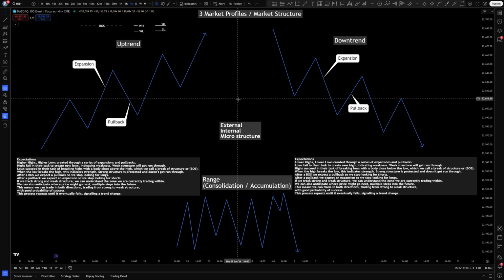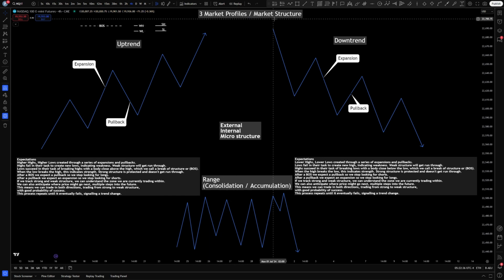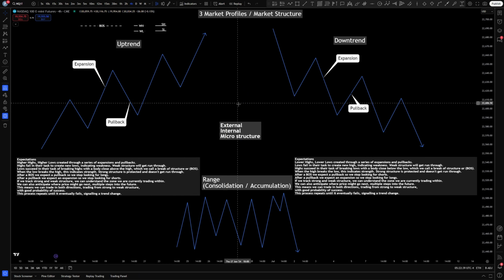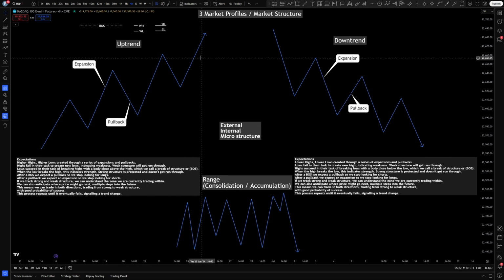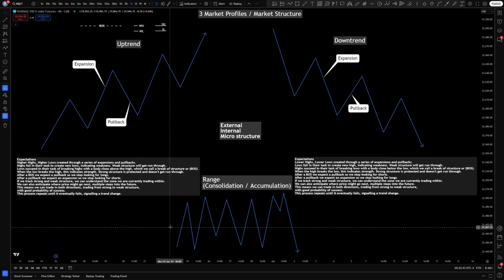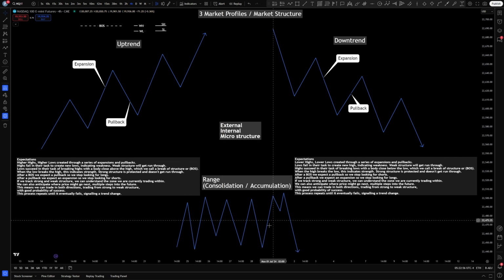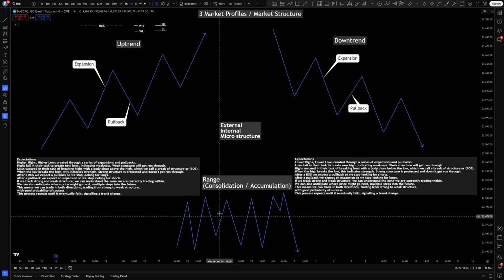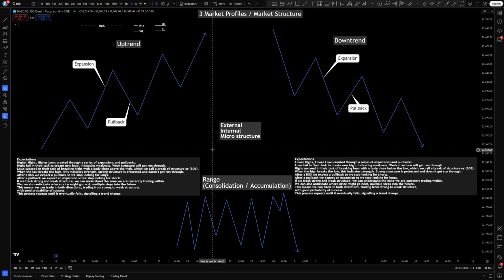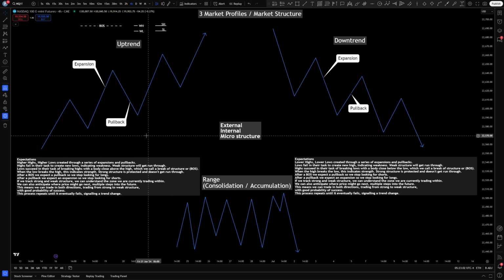So on the screen here, we can see three different market profiles, and this is how the market moves. It either moves in an uptrend, a downtrend, or a range or consolidation or accumulation, which is just basically a sideways move. So we're going to ignore the range for now, and we're going to cover that in later videos. But for now, we're just going to look at uptrend and downtrend.